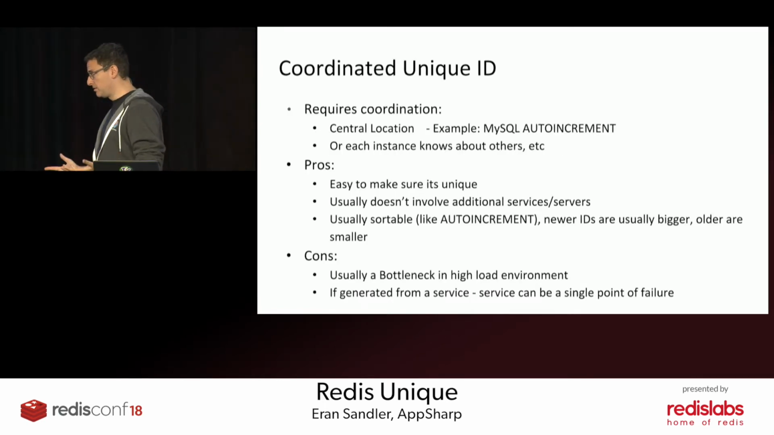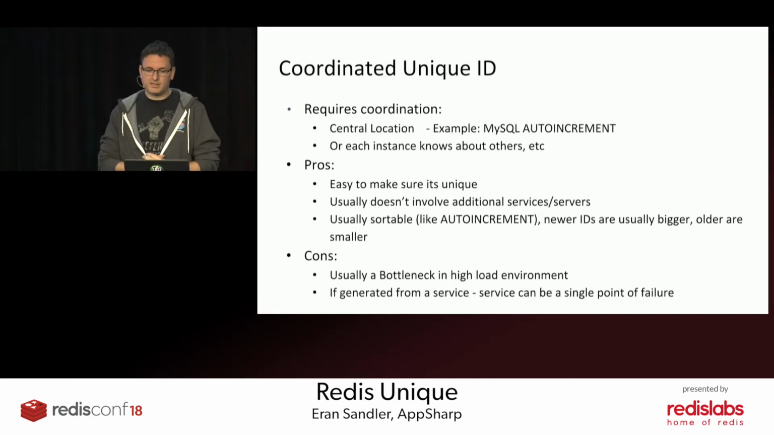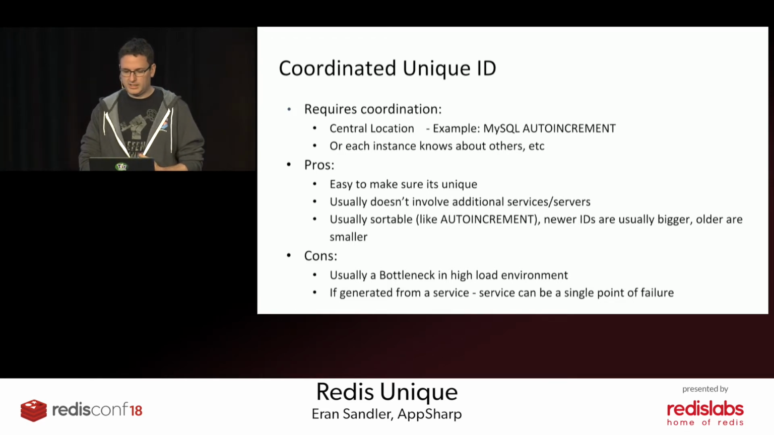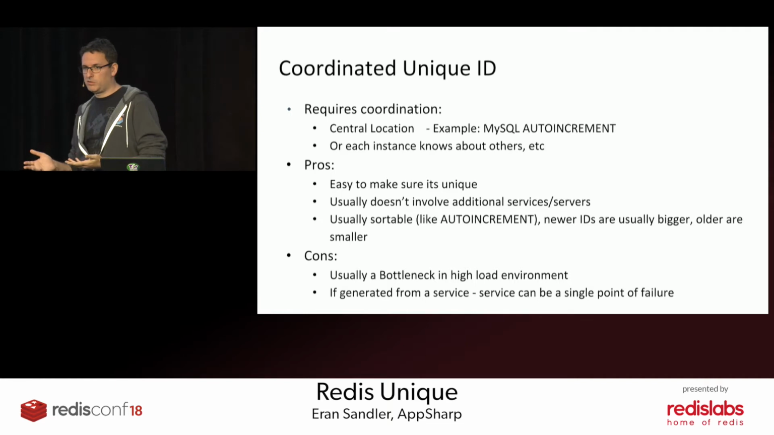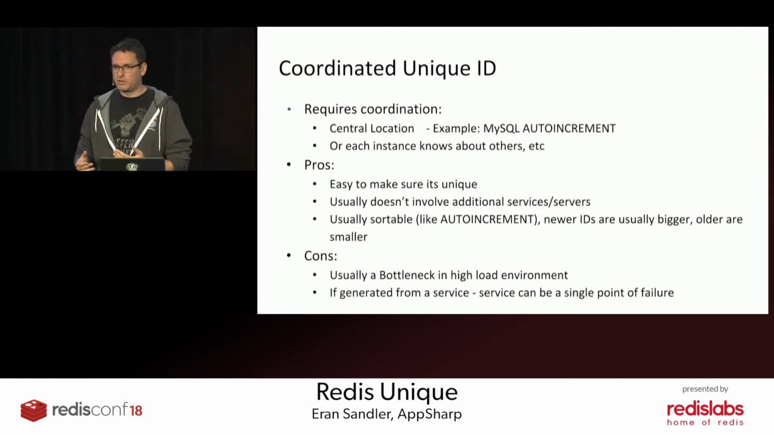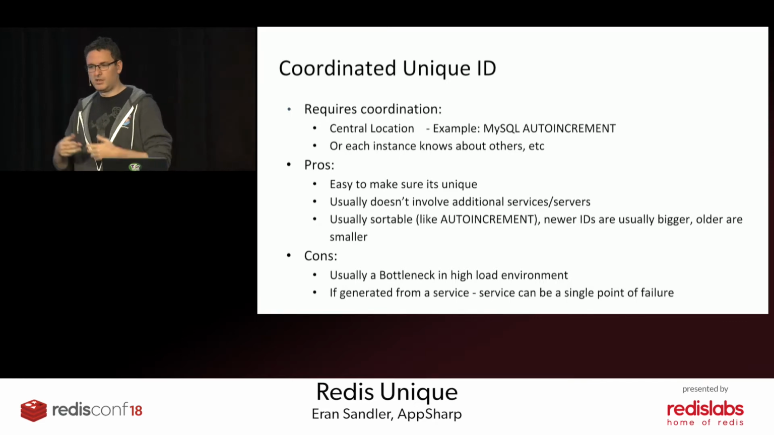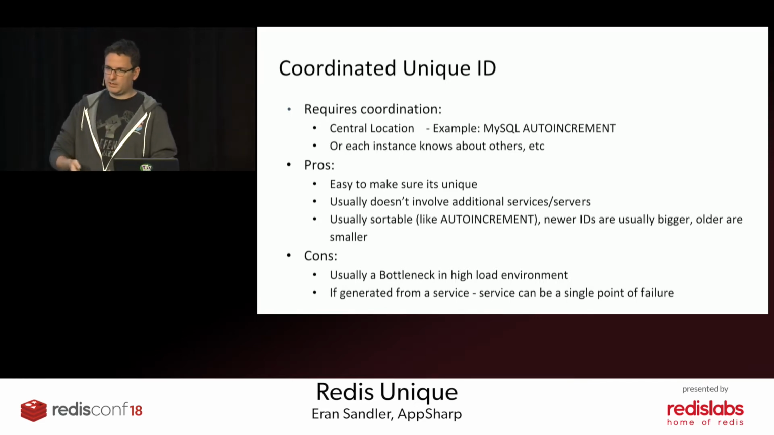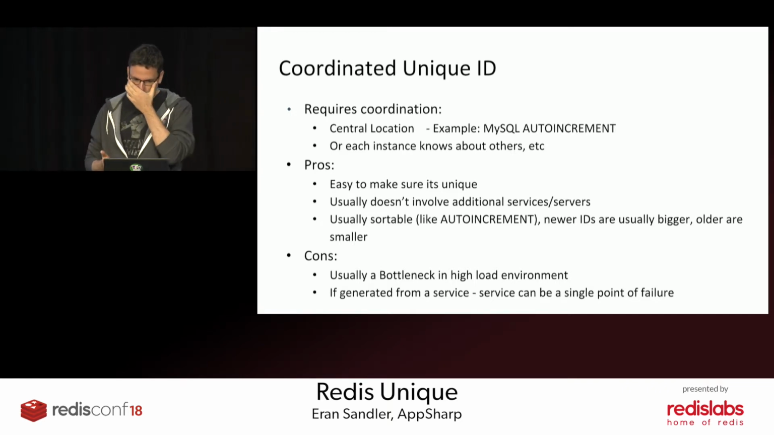And basically there are two different ways to generate IDs. One is what we call coordinated unique ID. The most common one, if you've used MySQL before, is MySQL auto increment. You basically say, okay, this is a number. Every time I insert new information to the database, it will increase it by 1, and that's your main way of generating IDs.